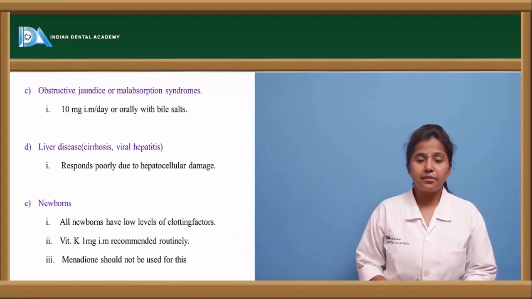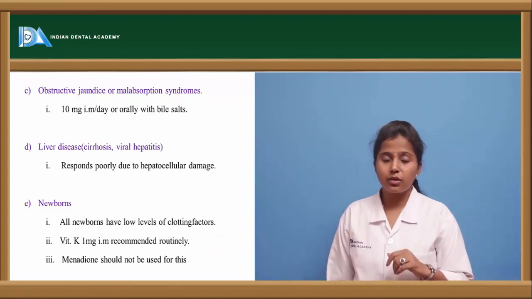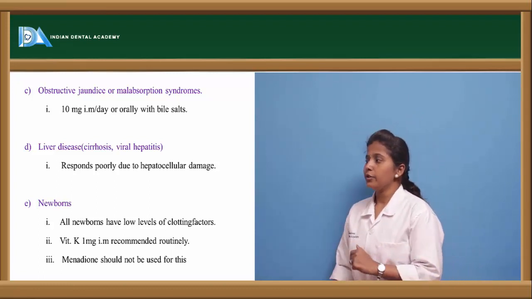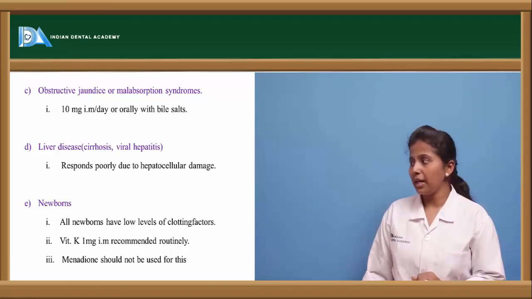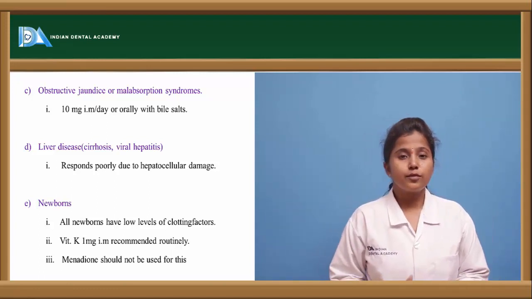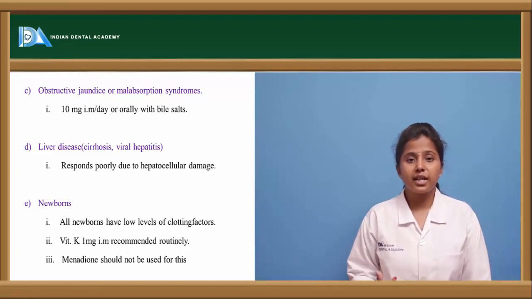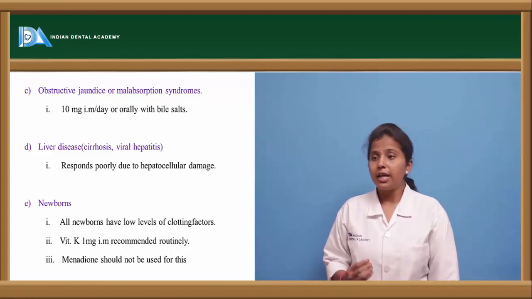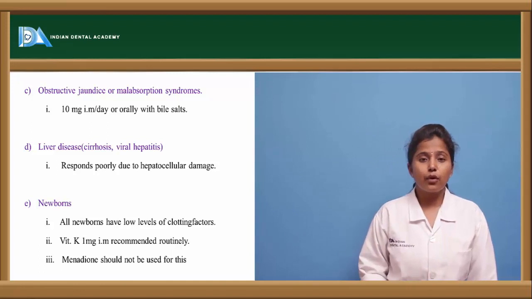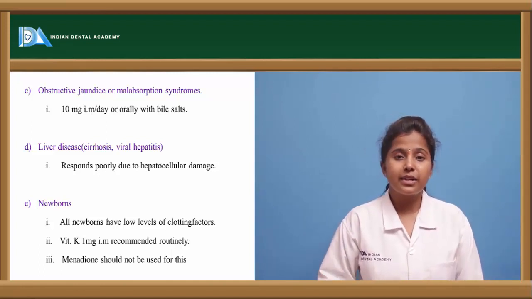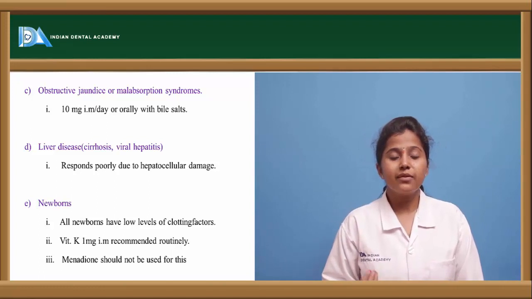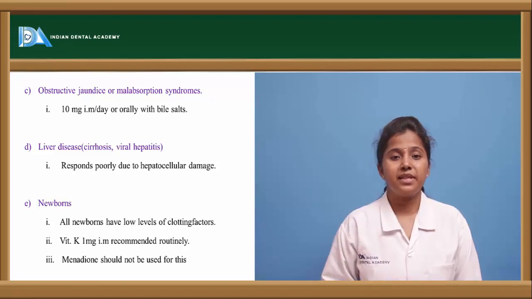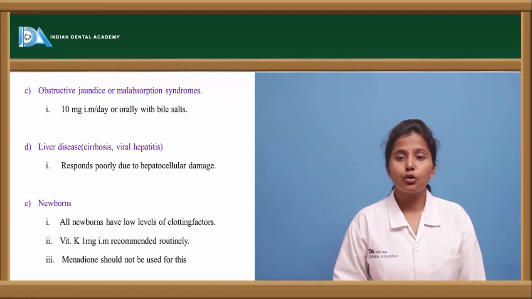It is given in liver diseases. If there is any liver disease or disorder, then the patient is recommended vitamin K supplements. It is also given in obstructive jaundice or malabsorption syndromes. Obstructive jaundice is a condition where an excessive amount of bilirubin is secreted in the body. In this condition, vitamin K is given in the form of supplements, orally or parenterally. Mostly it is given by the parenteral route, in a dose of 10 mg IM, that is, through the intramuscular route.